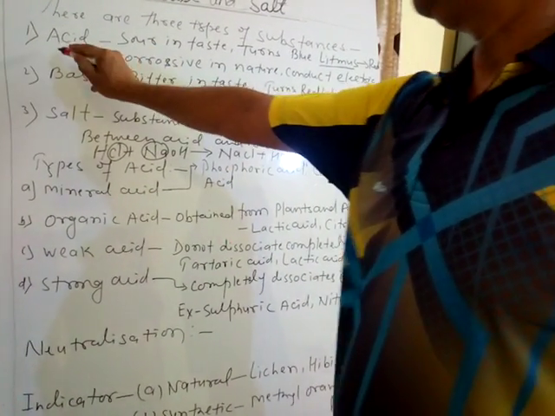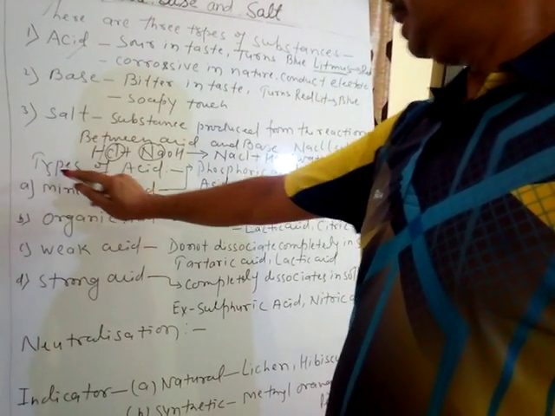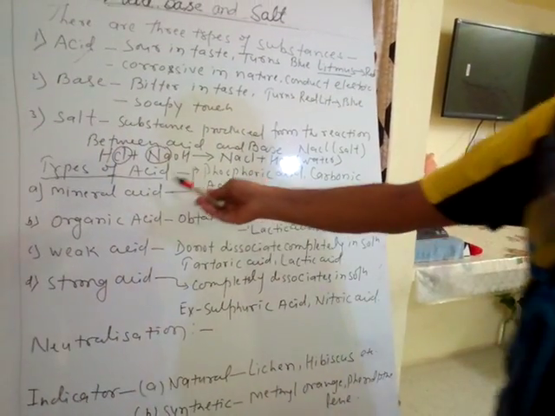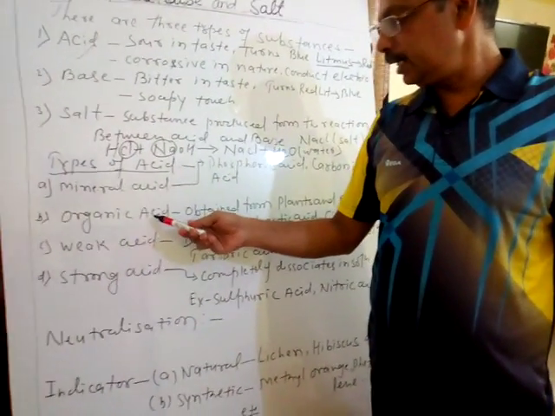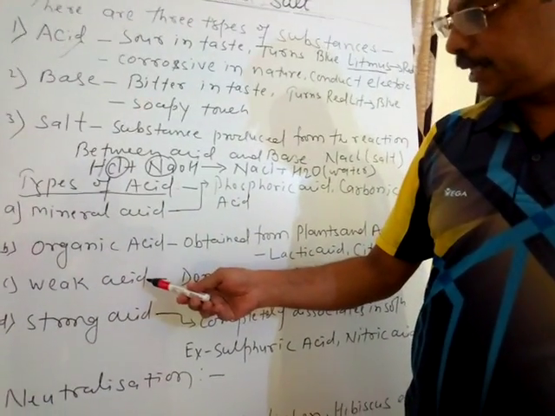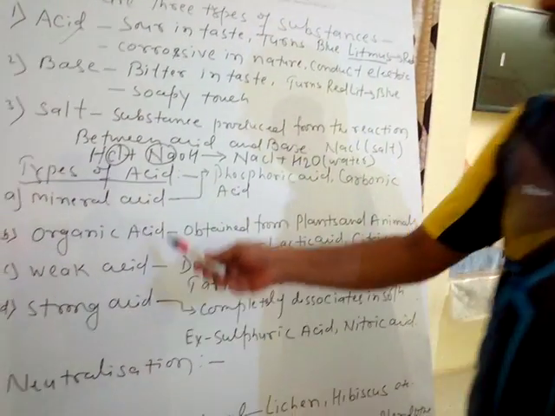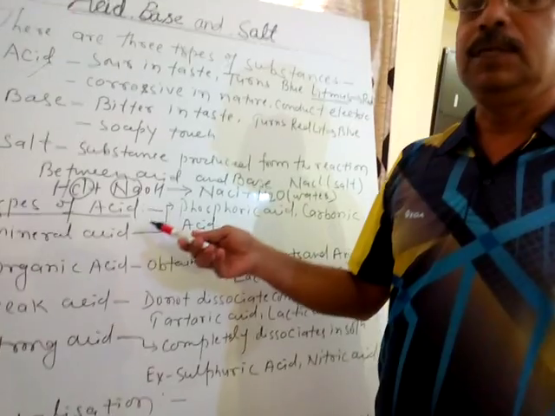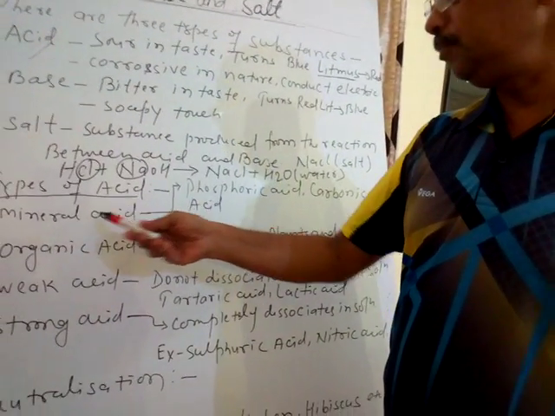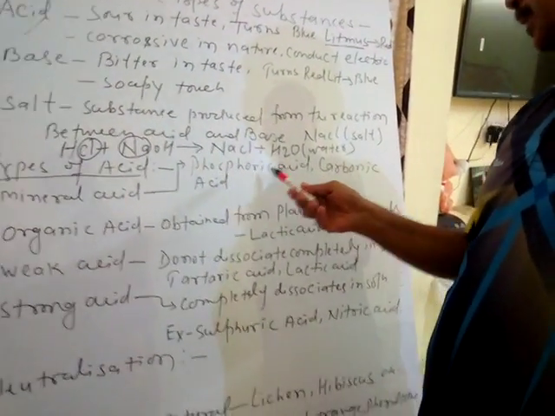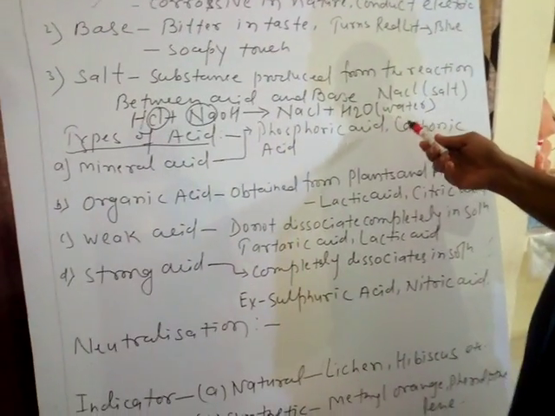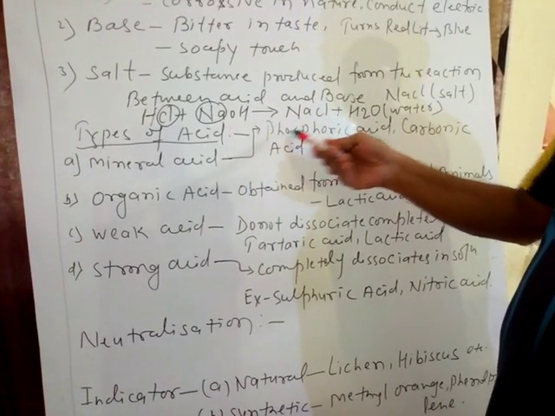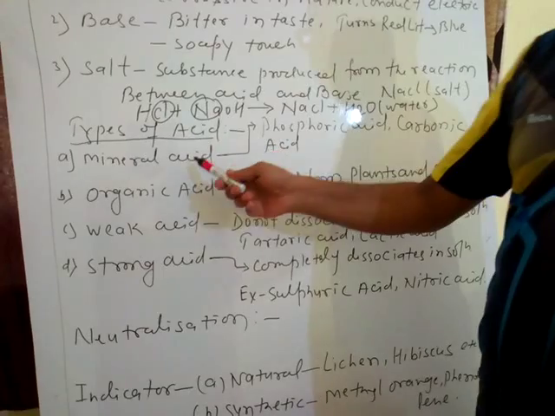Now we will go one by one to the acid. Here, if we talk about the types of acid, we have different types of acid. That is, first mineral acid, second organic acid, third weak acid, and fourth strong acid. The first one, mineral acid, are those acids which we get from the earth crust, that are mined from the earth crust. As for example, phosphoric acid, carbonic acid. Phosphorus, carbon, sulfur, all these are present in the earth crust. So they form the acids, that is phosphoric acid and carbonic acid. So they are called mineral acids.